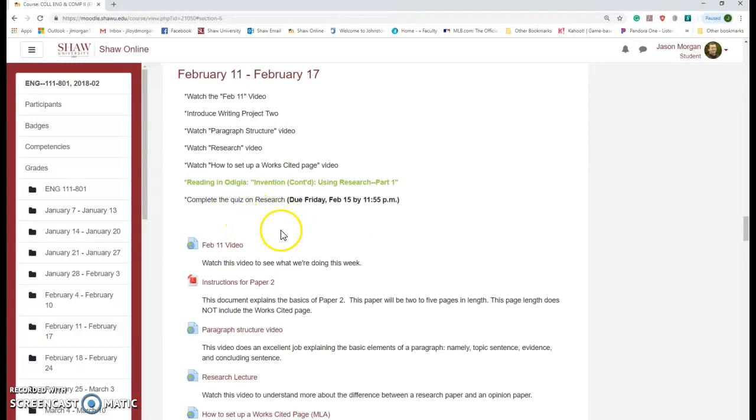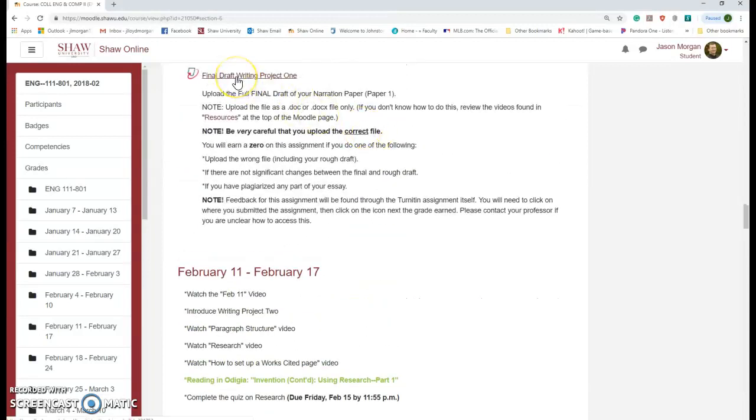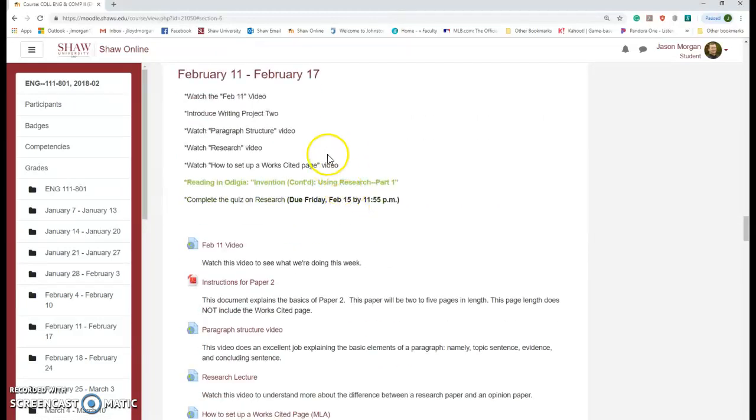What are we doing this week? Well, we are going to introduce Writing Project 2. Woohoo! Last week we finished writing the final draft of Writing Project 1, which is the first paper, a narration paper, and now we are shifting gears. We are getting into research papers.